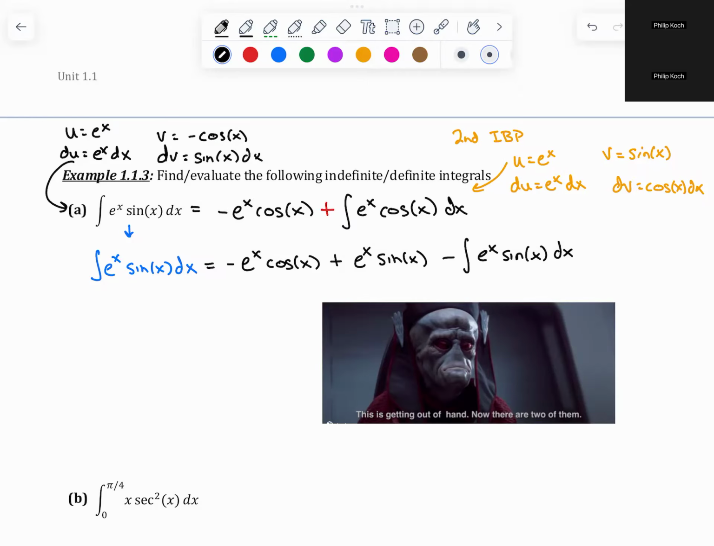Now there's two of them. There's an e to the x here, and it's being subtracted, and there's an e to the x sine x on the other side.